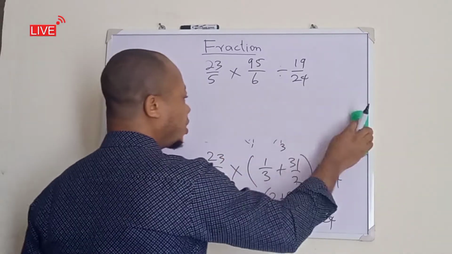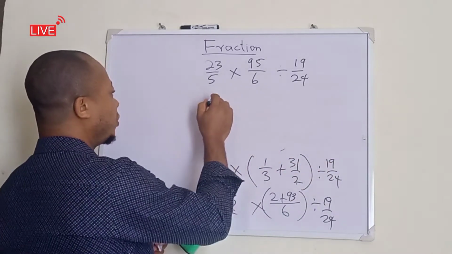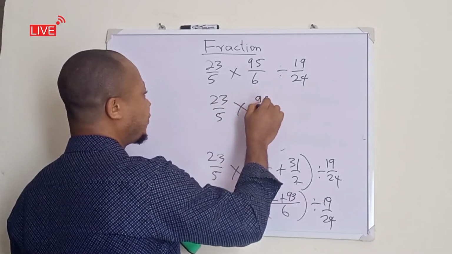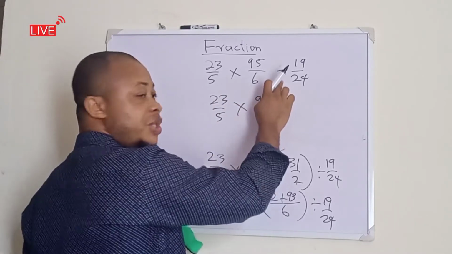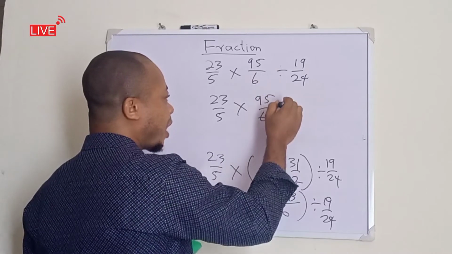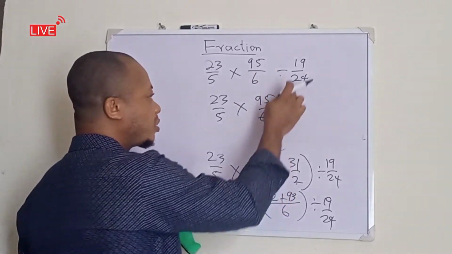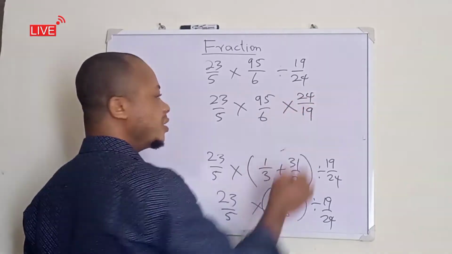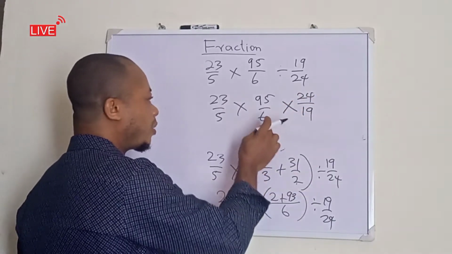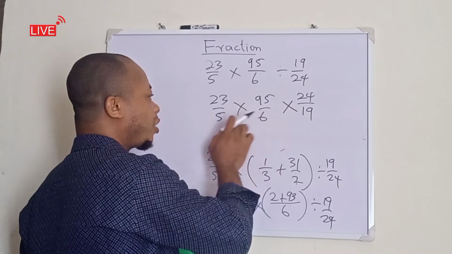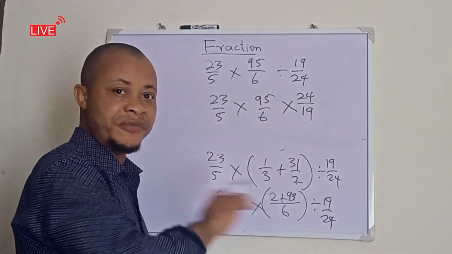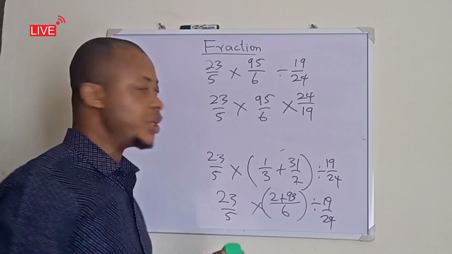Let me clean this side. This will give you 23 over 5 times 95 over 6. Remember the division sign, you remove it by putting multiplication, then turn this one upside down. It's going to be 24 over 19. Don't forget that. Now, when all of them are connected to each other by a multiplication sign, we are going to divide. Look for things that can divide each other.